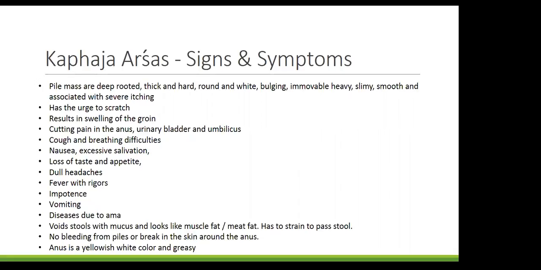So some of the other signs and symptoms of Kaphaja Arśas is fever with rigors. Their body tends to start to be sort of stiff. Impotence, or a low libido. Vomiting. Diseases due to ama, so many other conditions that may arise because of ama, that may also be a secondary symptom associated with Kaphaja Arśas. The person voids stool with mucus and it looks like muscle fat or meat fat.